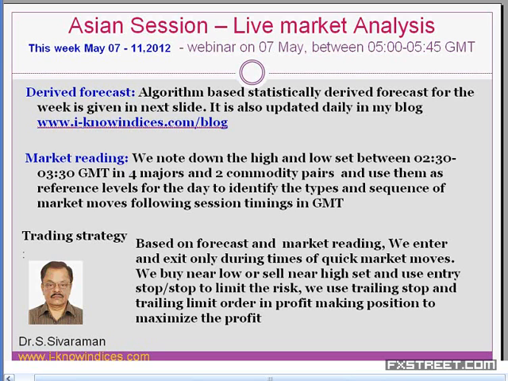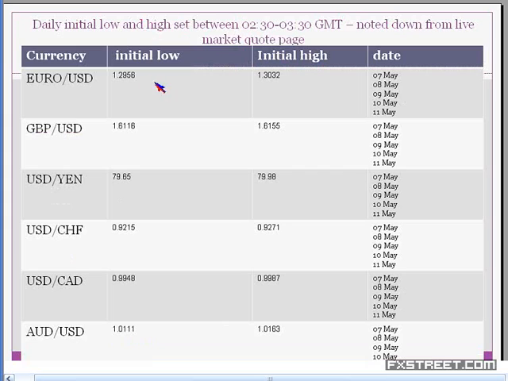Now with regard to the initial lows and the highs set for today. Today is 7th May. In the case of Euro, 1.2956 is the low, and the high was 1.3032, which is set around 3:30 GMT. Before that, they have set the low and the high, and they have not breached it. I'll try to give the live market code page link and also compare the initial lows and the highs with the live market code page.